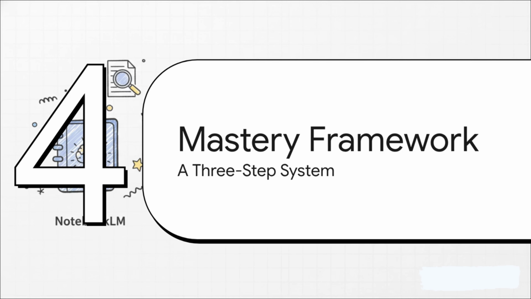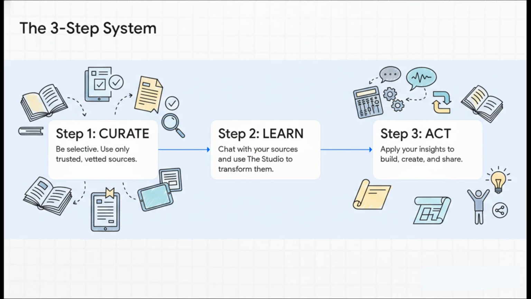All right, so let's bring it all together and just do a quick recap of the entire mastery framework we've just walked through. It's a really simple but incredibly powerful three-step system. First, you curate. Be selective and only use sources you actually trust. Second, you learn. Interact with your sources through the chat and use the Studio to transform them into brand new formats. And third, you act. Apply your new insights to create something real in the world.